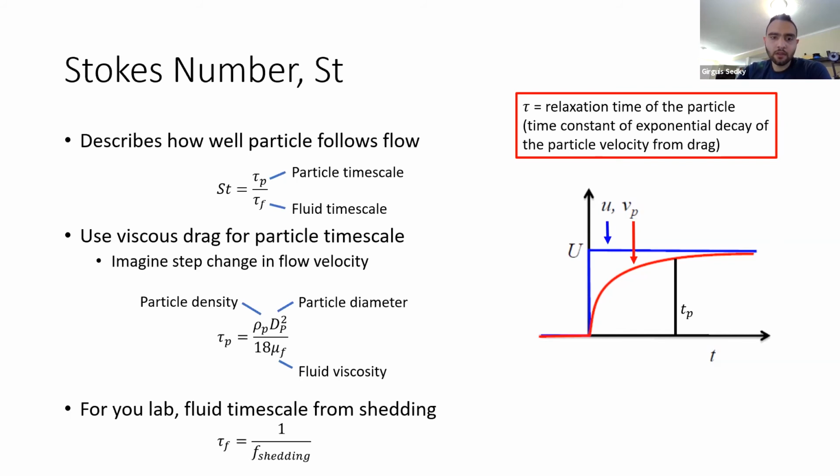And an example of what time scale you'd want to choose for your particles is if, in your lab, you have a cylinder that's shedding vortices, right? You can use the vortex shedding frequency to obtain that time scale. So you look at the frequency of the shedding, the time period of your shedding is 1 over f. That's your fluid time scale. So you pick out particles that will give you a time scale such that the Stokes number is low enough for the particles to track the fluid.